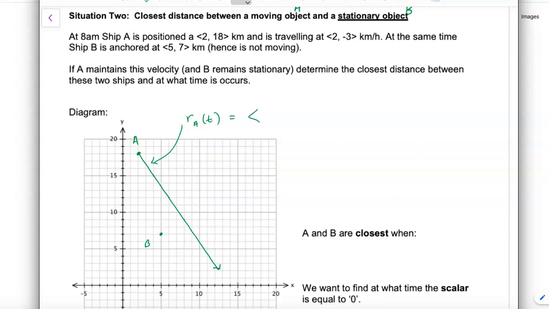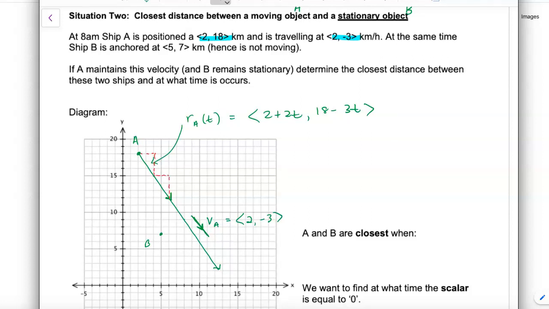So we've got the displacement of A over time. We could use those two bits of information, its position and velocity, to define its movement over time, or its position over time, as 2 plus 2t and 18 take 3t as its components. We've got the lovely direction of A travel. Now B is stationary, and what we can also put on here is the fact that the velocity of A moving is given as 2, -3. So that's shown in that lovely direction as it's going down.